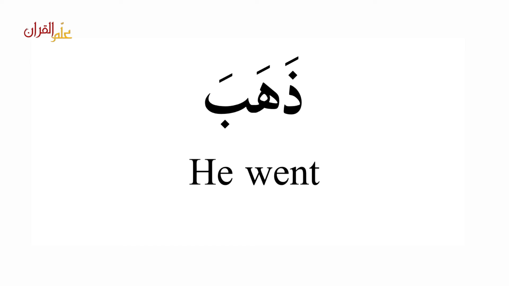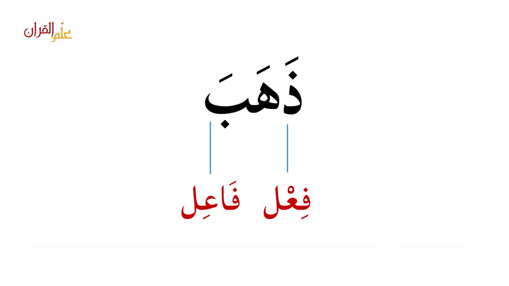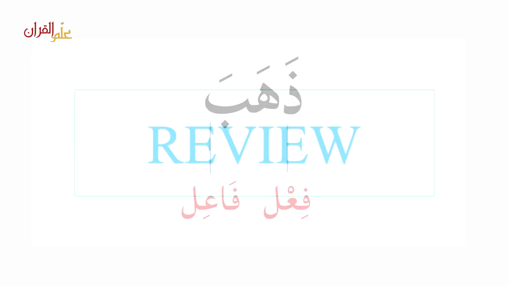ذهب, he went. So this is also a complete sentence. ذهب, he went. Went is fi'l, he is fa'il. So he went is fi'l with fa'il. ذهب is fi'l with fa'il. In the previous semester, we have learned that every fi'l has the fa'il in itself. So ذهب, he went, fi'l with fa'il.